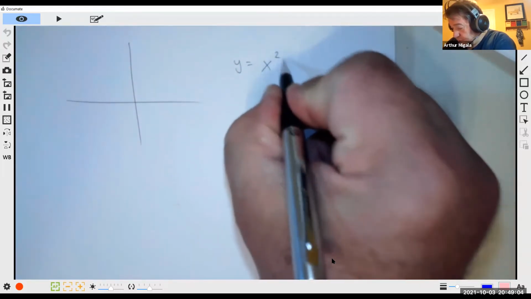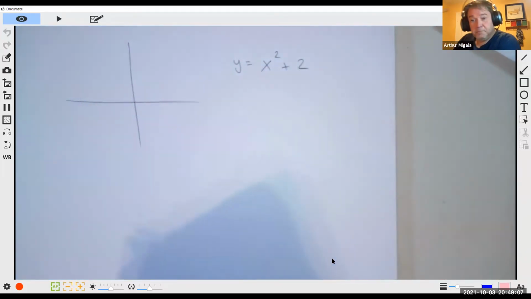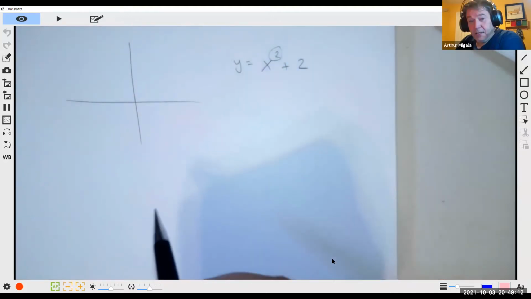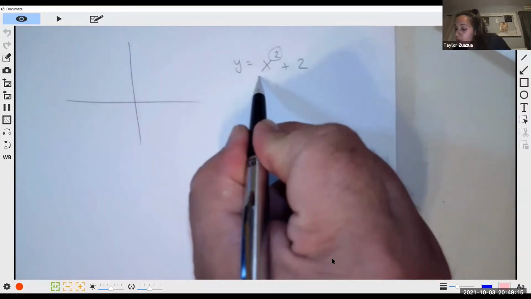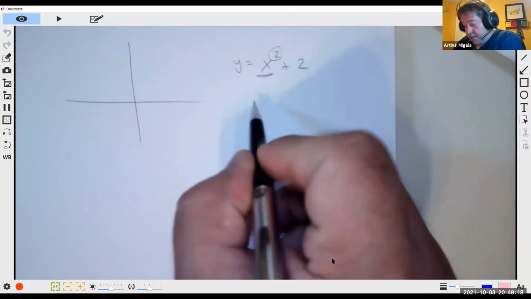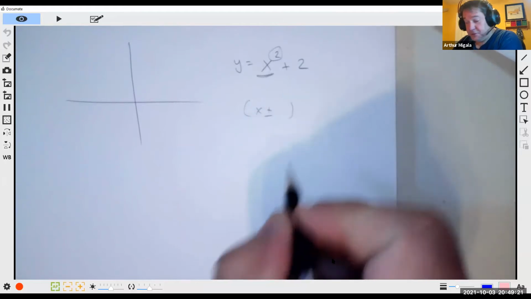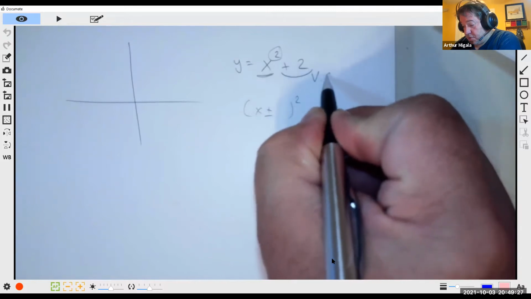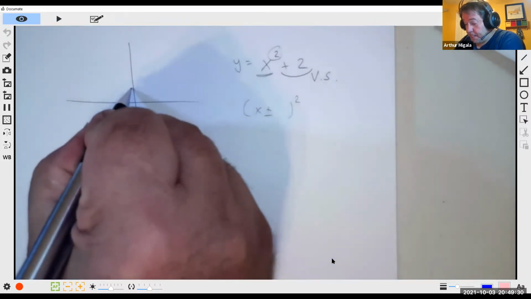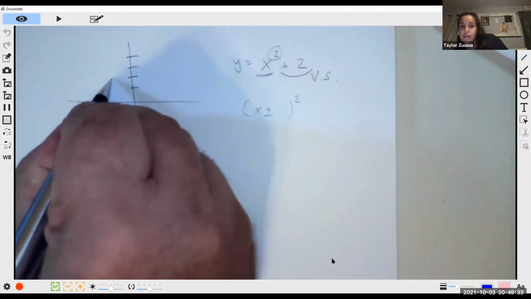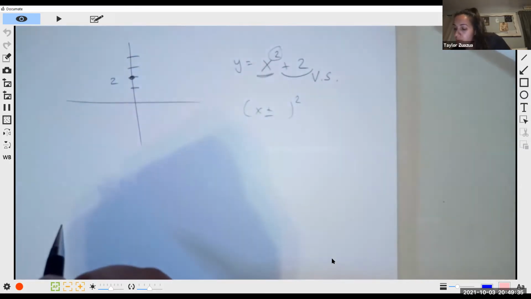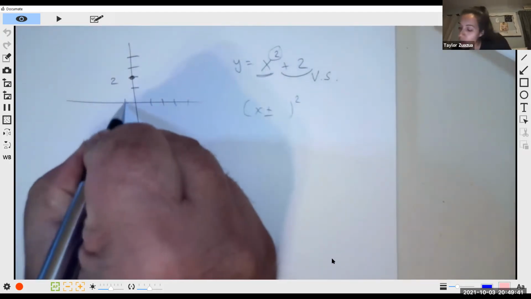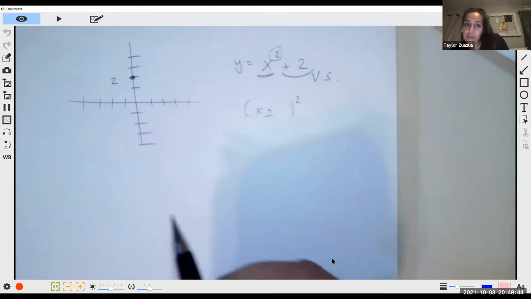Let's say you have x squared plus 2. We know it's a parabola because of the square, and there's no horizontal shift because there's nothing x plus or minus in parentheses. There's only a constant, so it's a vertical shift. Okay, so we'll start at the vertical shift of 2.